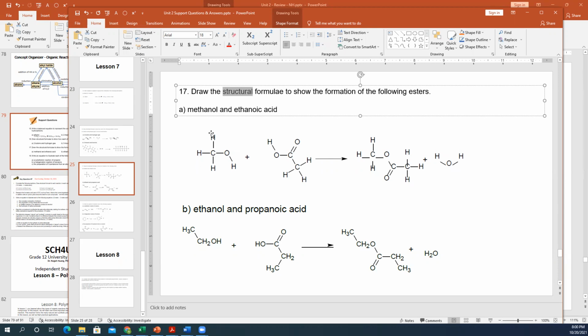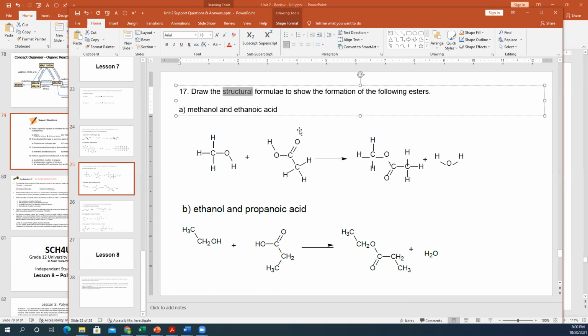So draw the structural formula to show the formation of the following esters. So methanol and ethanoic acid. Methanol, pretty simple. Meth, 1 carbon. It's a methane, 1, 2, 3 there. Instead of the 4th bond being an H, it's an ol. So it's an alcohol. So we put an OH group there. Methanol.